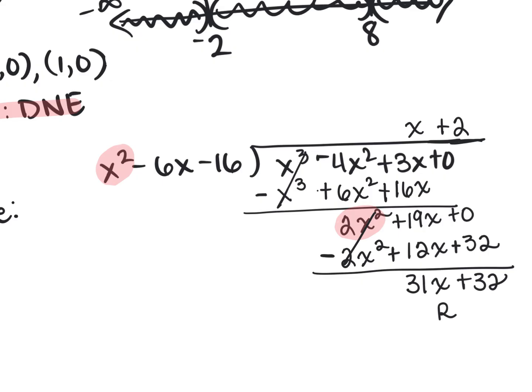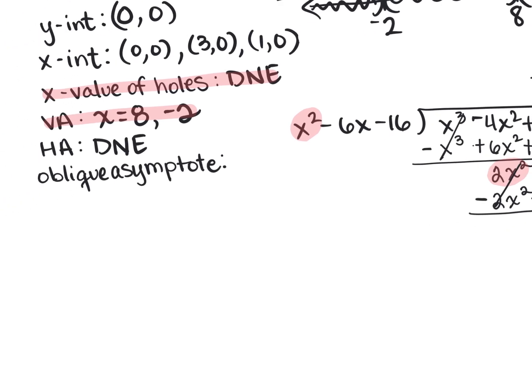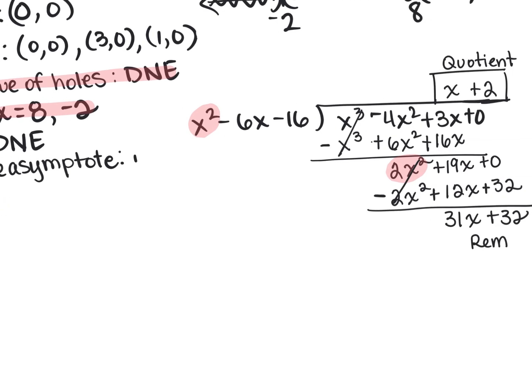This down here would be my remainder, which I do not care about. What I care about is this up here. So that would be my quotient. So online, when you type this oblique asymptote in, you're going to have y is equal to the quotient, which is x plus 2.